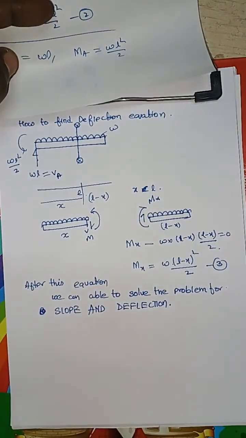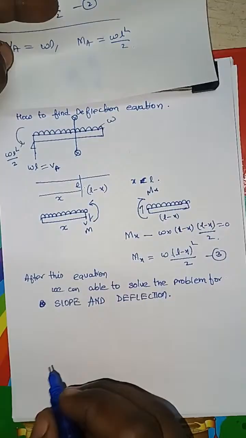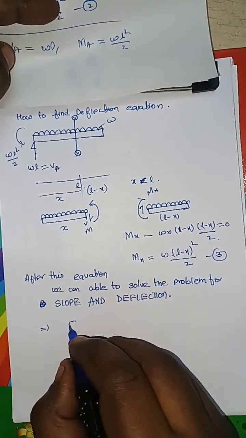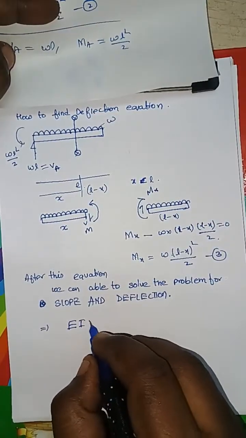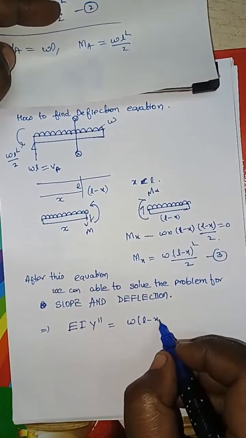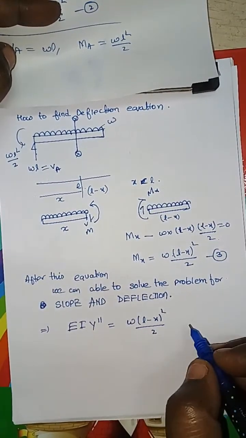Okay, after that we can find slope and deflection. Now we know that EI y double dash is equal to w into (L minus x) whole square by 2.